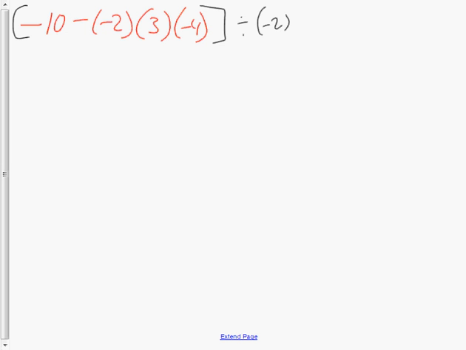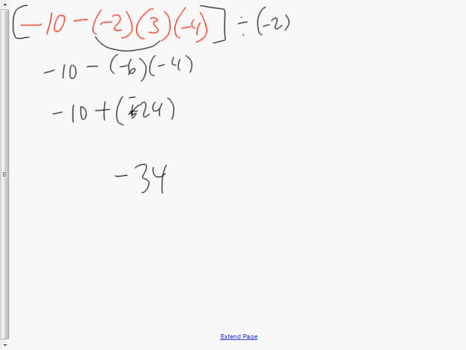So when I do that, I'm not going to do this subtraction yet. I'm going to do the product of this, which is negative 6. I'm still not going to do the subtraction. I'm going to do the product of these two, which is positive 24. I now have subtraction, which means I keep the first integer, change it to addition, and use the opposite, which will give me negative 34, divided by that negative 2 now, because now I have simplified my brackets, and I end up with a positive 17, or just 17.